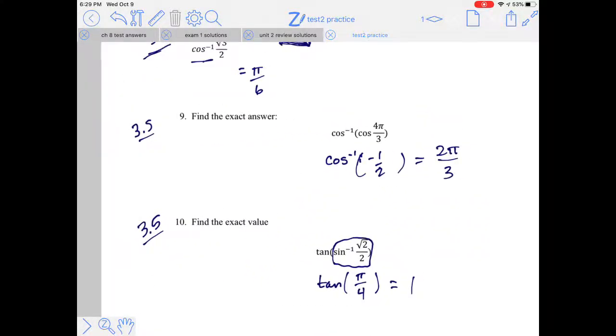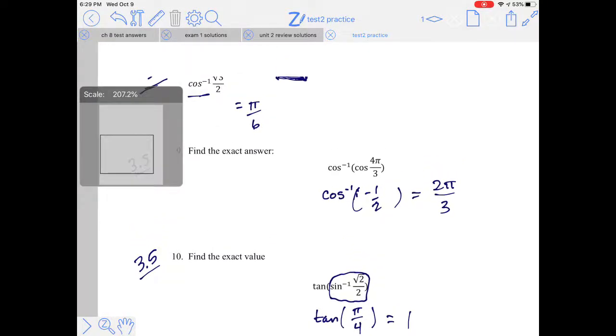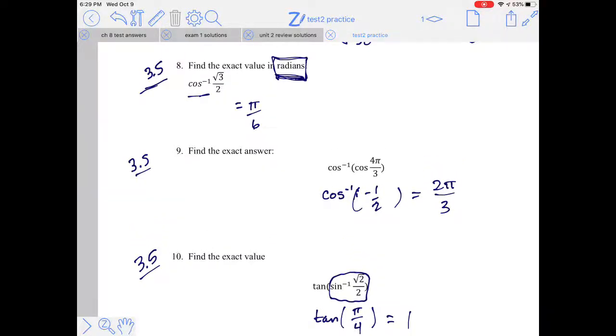These three problems, you know, this is what you can expect from 3.5. I don't want to move on quite yet. Is there any questions? 3.5 questions?